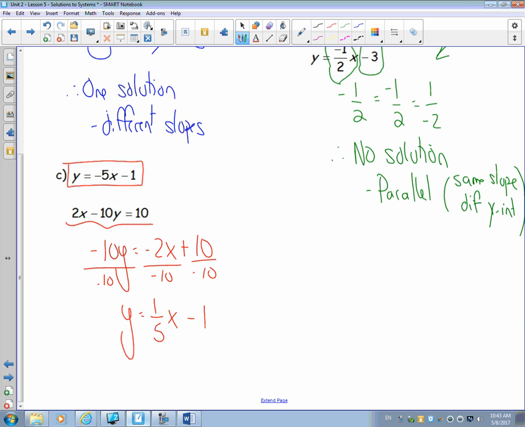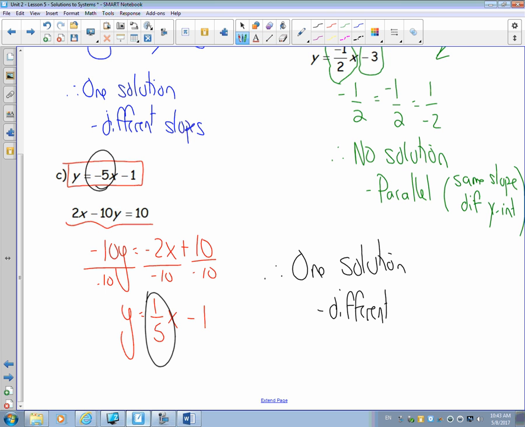So let's take a look at our slopes. Our slopes are -5 and 1/5. All those are different. Different slopes means one solution. And again, I don't care what they are today. I don't care what the point of intersection is. I just care if there is one.